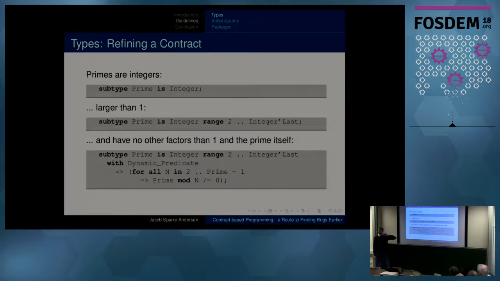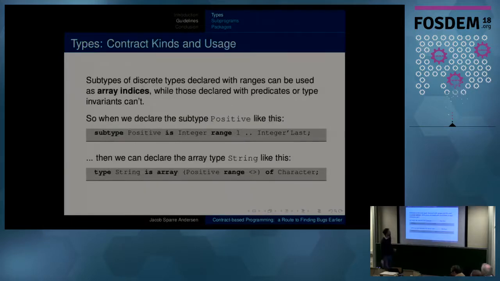Seems correct to me, yeah. So it's for all n's in the range from 2 up to prime, the value we're looking at, minus 1, then prime modulo n has to be different from 0. I like the notation here for these expressions. It's sensible.